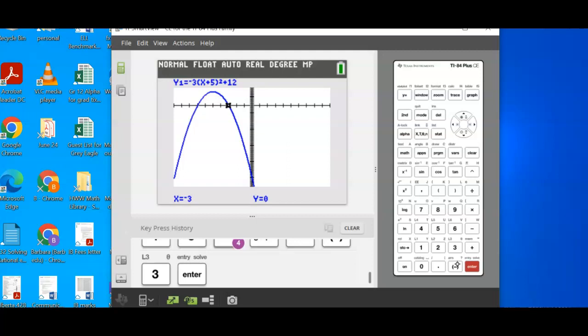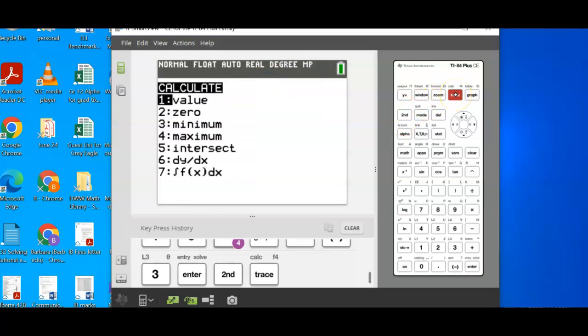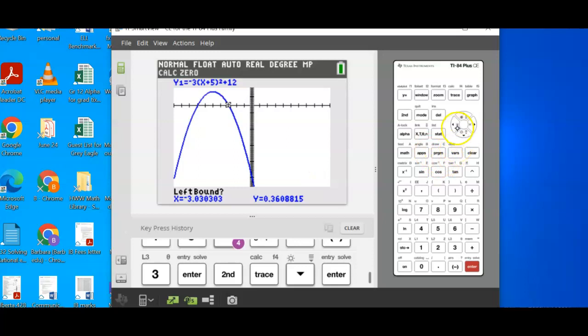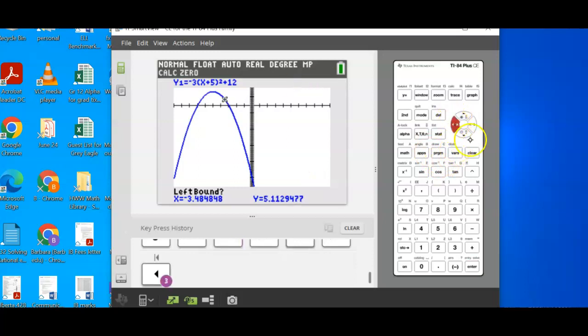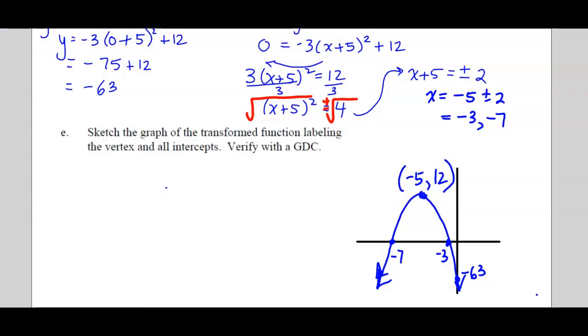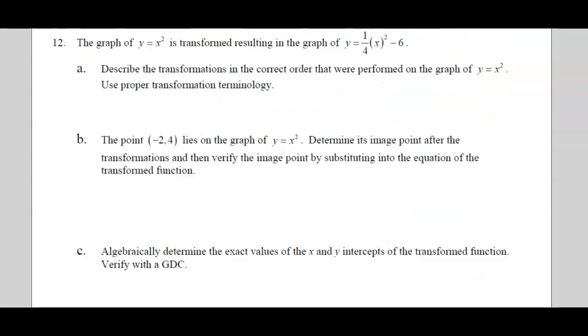If I wasn't sure, then remember you can go second trace, 0, number 2, and cursor to the left of where you think it is, enter, to the right, enter, and enter on that. Or you can graph the x-axis as a function and find the intercept. All of these you'll be using a lot this year, so you need to be really comfortable doing that. Okay, so we've got that.